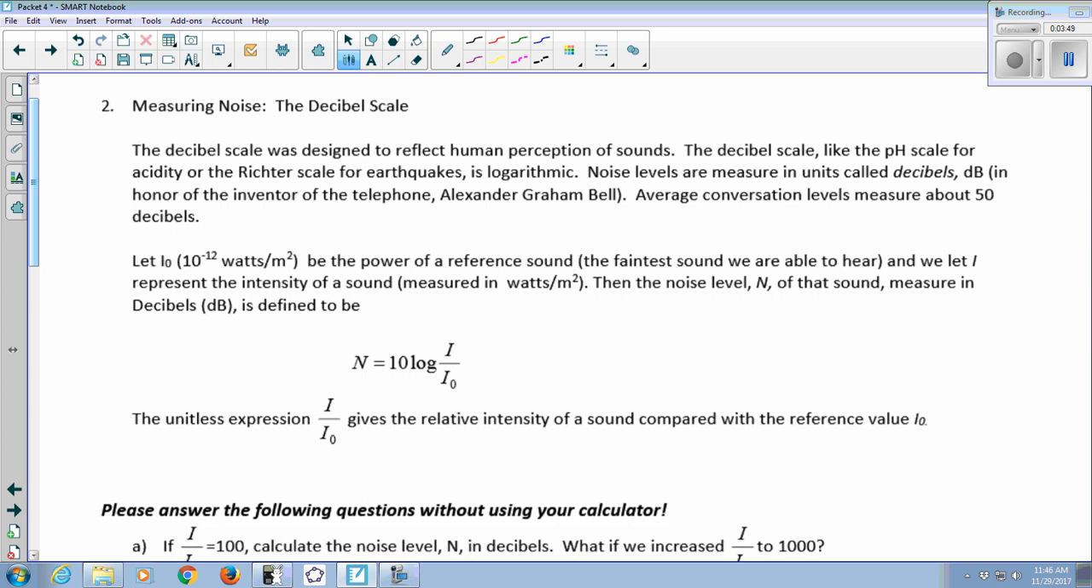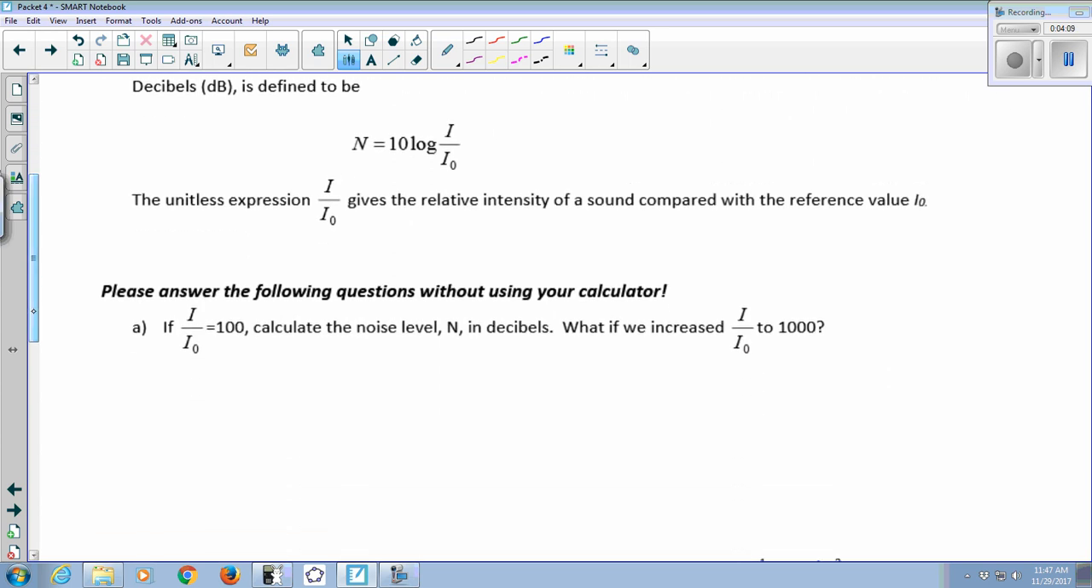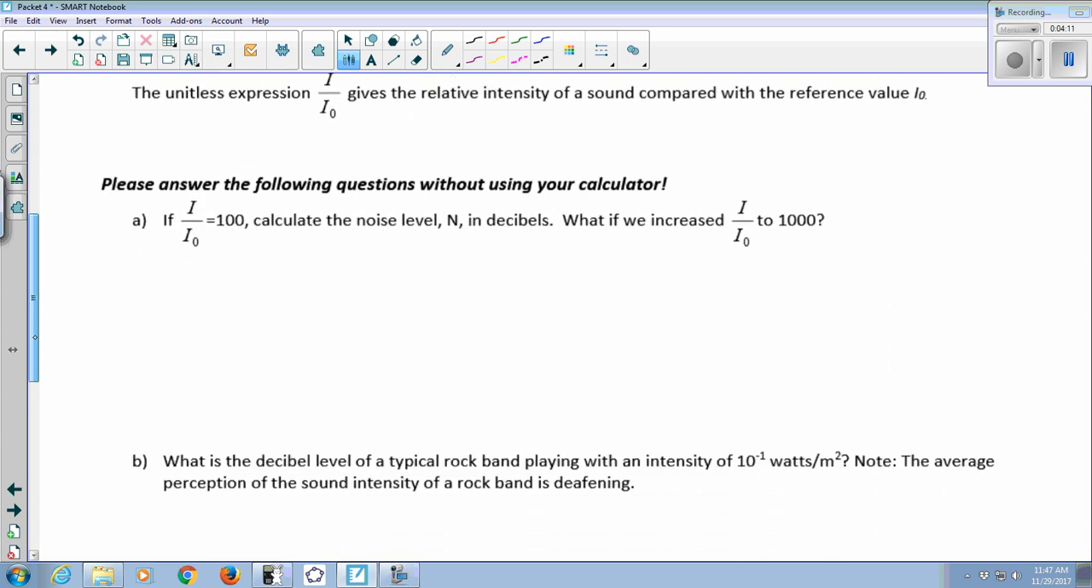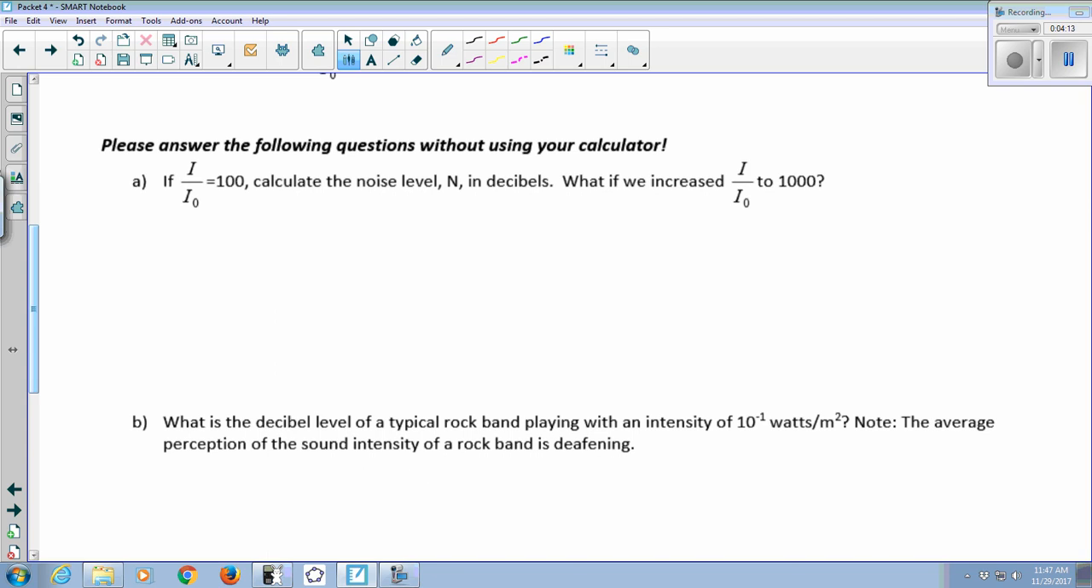I naught is the reference sound, the faintest sound we're able to hear. It's 10 to the negative 12 watts per meter squared. And we let I represent the intensity of the sound. Then the noise level N, which is measured in decibels, is 10 times the log of I over I naught. All right, so if I over I naught is 100, we want to calculate the noise level in decibels.